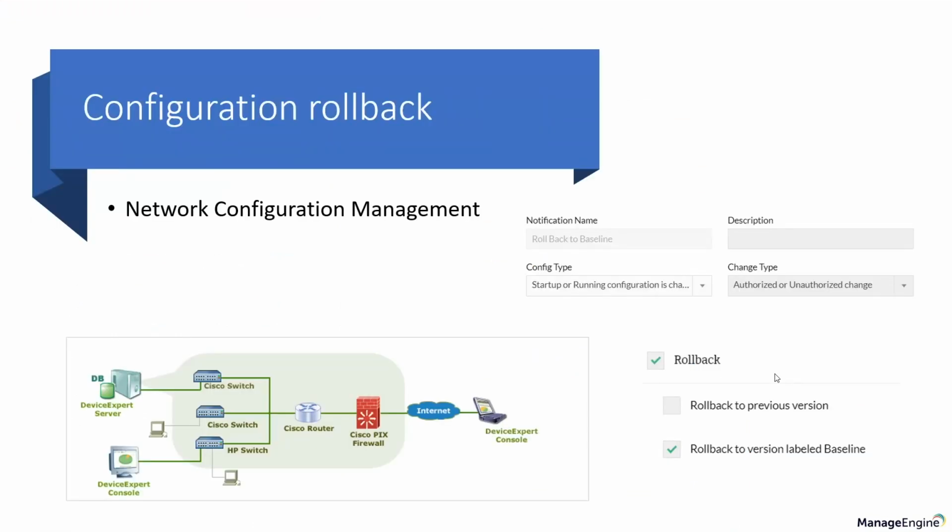Now let's take the next case where you have to roll back the configuration because of some unauthorized changes on a router, switch, or a firewall. So as you all know, routers, switches, and firewalls have two configuration files. One is a startup config and the other is a running config. Quite often, technicians, with all the multitasking they do, forget to copy the running configuration to the startup configuration.